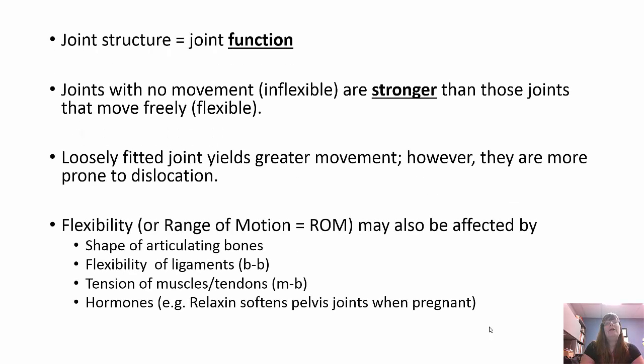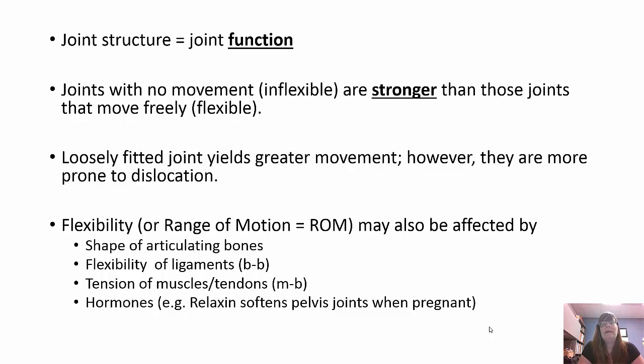So, we all know that structure and function go hand in hand. Function depends on structure and vice versa, and it is the same thing with joints. So joints that do not allow any movement, that are inflexible, are actually going to be more stable and stronger than joints that are freely movable and very flexible. So you kind of make a trade-off for flexibility versus strength. And the problem with that is that the more flexibility that you have, the more movement you have, the more easily it is going to be dislocated.